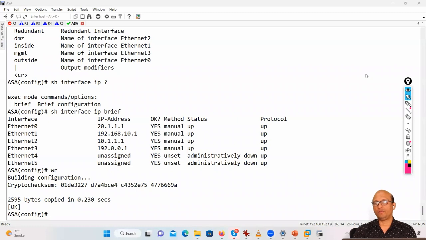Any questions, any queries? You can download the EVE-NG simulator and practice. I will give you the images. EVE-NG is free, available on the EVE-NG site. I will give you the labs and the images, or you can make your own lab also, not a big deal. Go to YouTube and learn how to install and configure it.